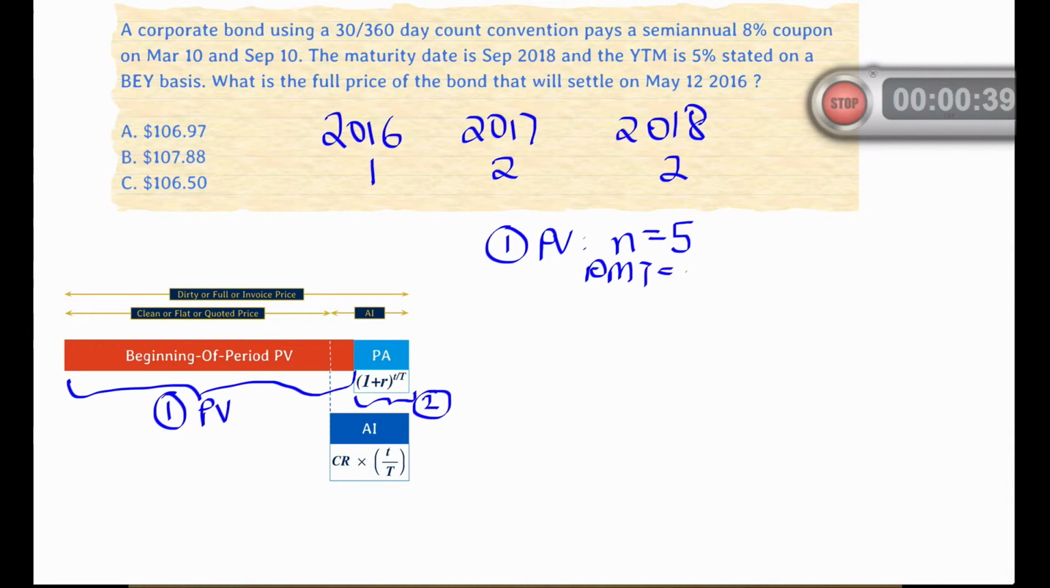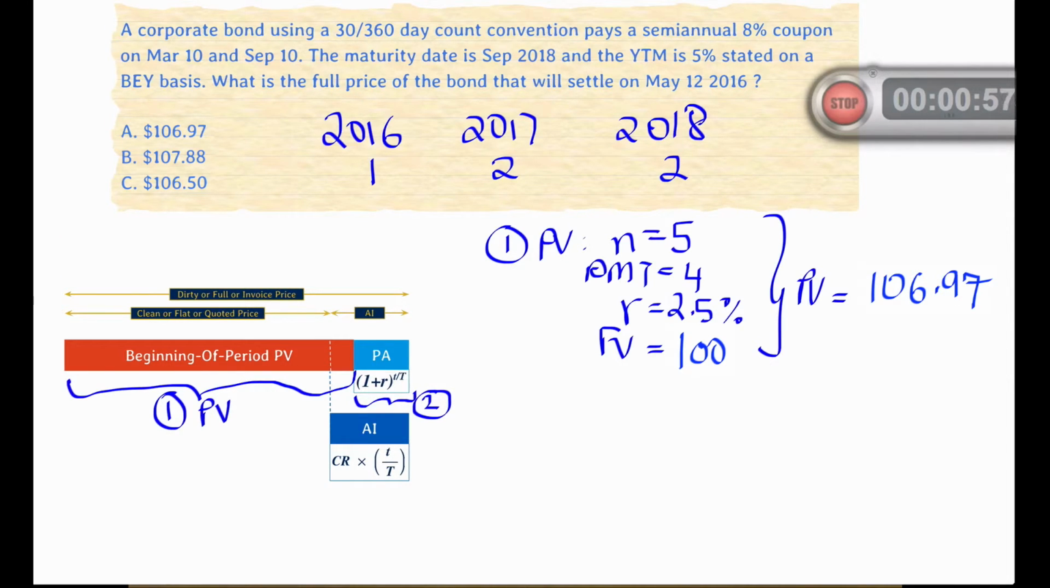The payments are the coupon payments, which are $4. The rate is given as 5% on a bond equivalent yield basis. So that's 2.5%. And the future value, of course, is 100. So if we plug all this in, we get our present value as 106.97.